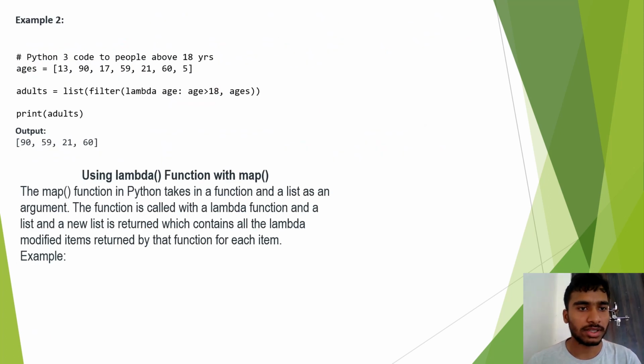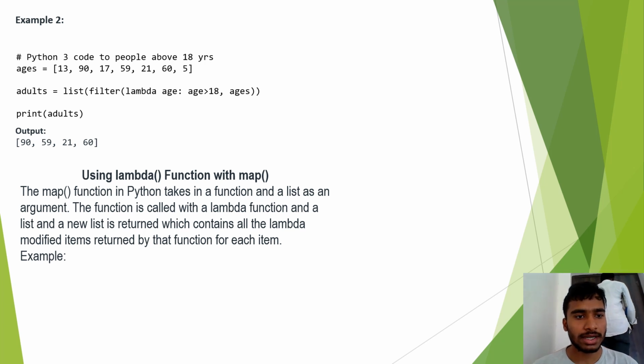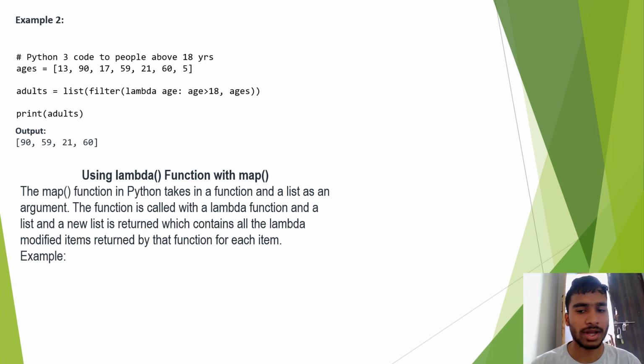Example 2, Python code to get people above 18 years. Ages is equal to this list of ages. Adults is equal to list(filter(lambda age: age > 18, ages)). Now we want to print the adults. Here is the list of ages above 18.